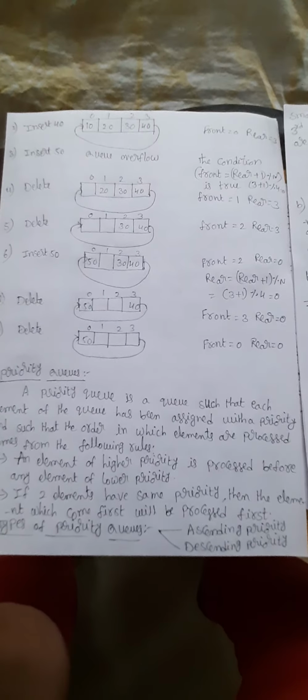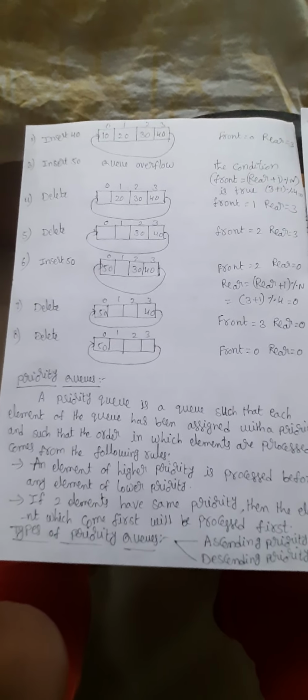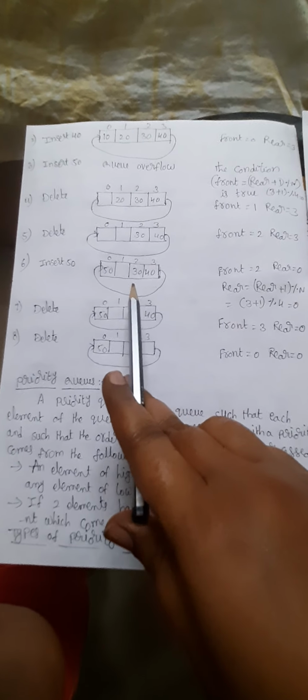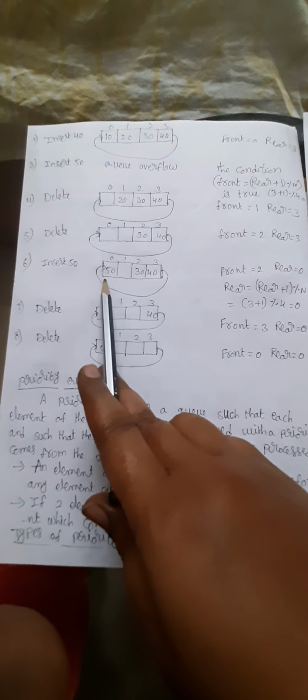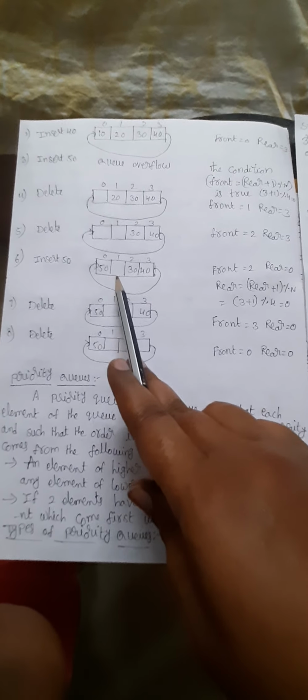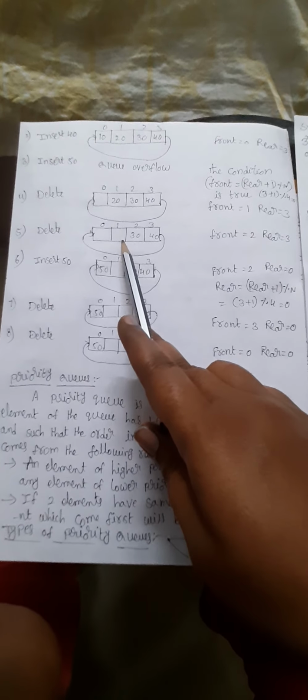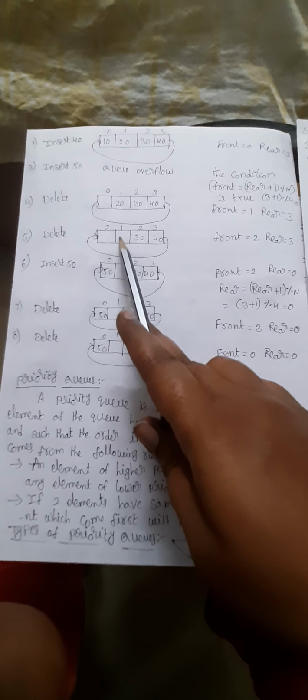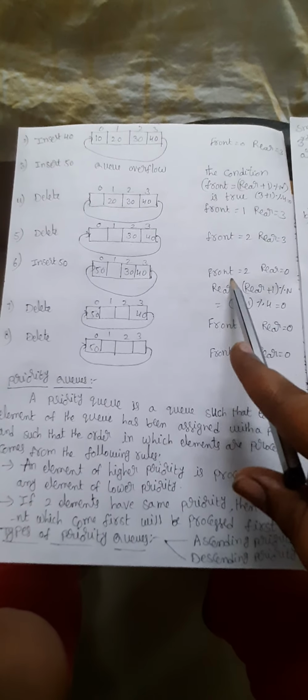Now if you want to insert an element, we have to insert it at the front position. Why? See here, it is a circular queue. When we take this as a circular queue, it contains 4 elements and the empty spaces are 2. Already 2 elements have been deleted and the empty spaces are 2. Now front equals 2 and rear equals 0.